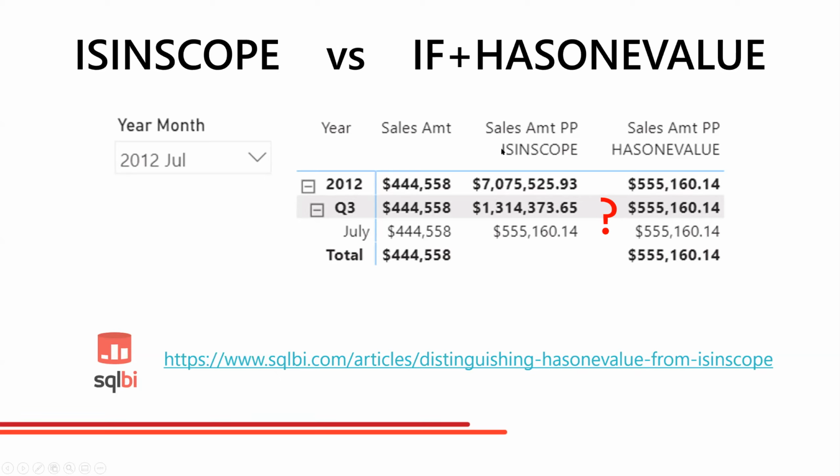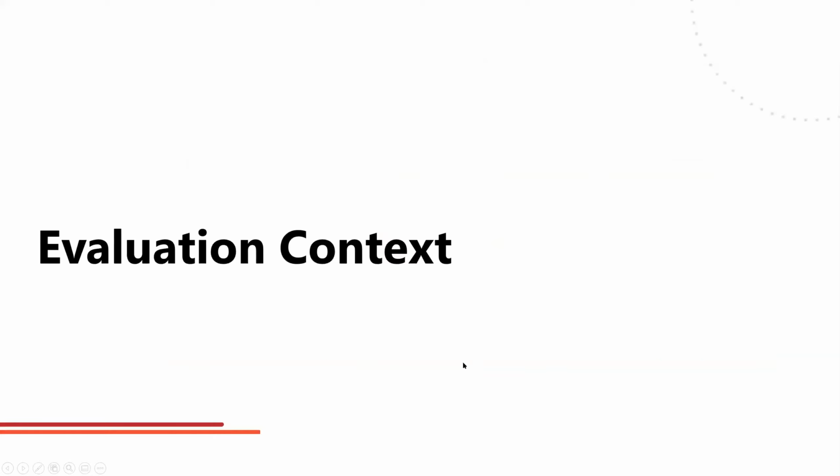The HASONEVALUE simply just checks for the number of values that are in context. So at all three of these levels, actually all four at the all level, the month still only has one value because we're filtering it over here. So it's a very nuanced difference. So if you get into a bind here, this is the link for you.